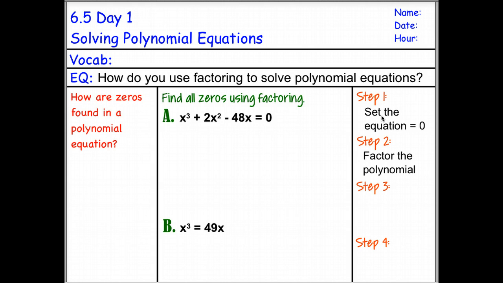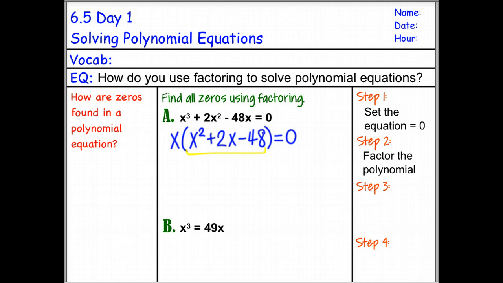When I look at this first one, x cubed plus 2x squared minus 48x, I see that we have a GCF of x. So I'm going to start by factoring out that x, and I'm left with x squared plus 2x minus 48, still equal to 0.